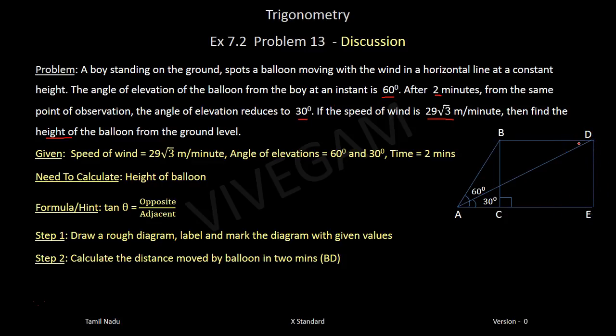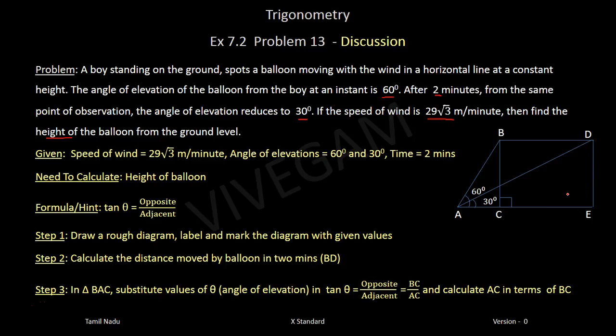So we have now calculated the distance moved by the balloon. Now in the triangle BAC, tan 60 equals opposite by adjacent. So that is BC by AC, right? So now we are getting a relationship. Tan 60 we know, so you will get a relationship between BC and AC, or we will get AC in terms of BC, because this is a known value, right? That's the first one, one more step.